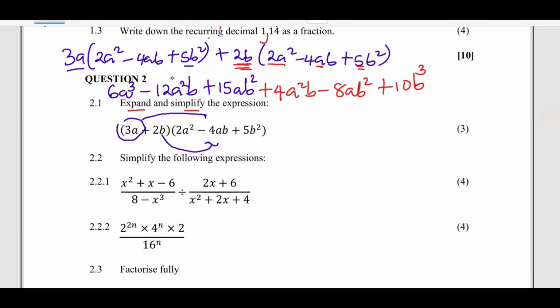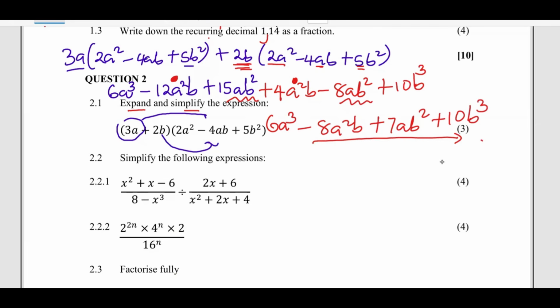Yes. We have this a squared b, a squared b, ab squared, ab squared. So we're going to have 6a cubed. Okay, so minus 12 and 4 is going to give us just minus 8a squared b. And then 15 minus 8 is going to give us a plus 7ab squared. And then plus 10b cubed. So this becomes our solution.